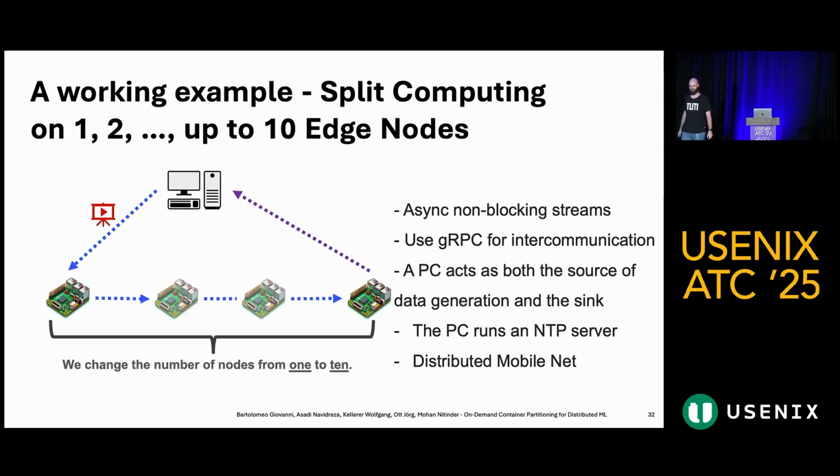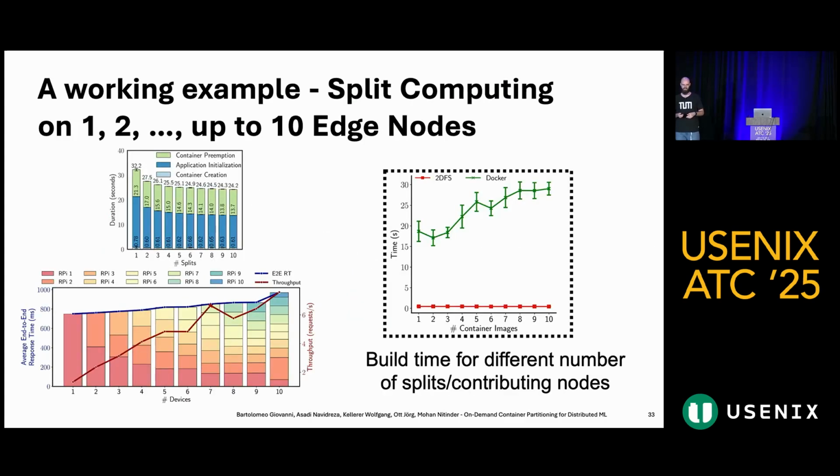To conclude, we also tried this in a distributed setup just to prove the fact that we can use this approach for distributed ML. So we created a setup with 10 edge nodes interconnected via gRPC. And we tried distributing a MobileNet model with up to 10 splits across these different devices. And the results are pretty much what you would expect. The more you split a model, the higher the end-to-end latency is going to be, because we have additional networking overhead, but the throughput increases also.